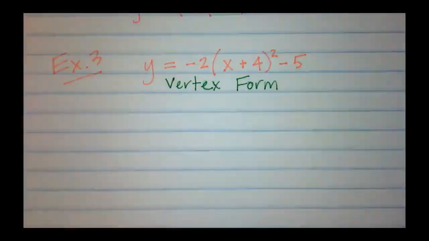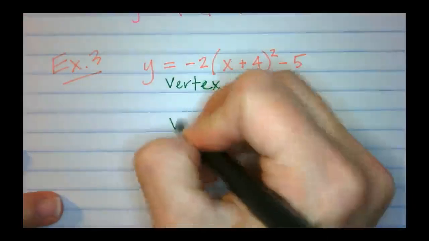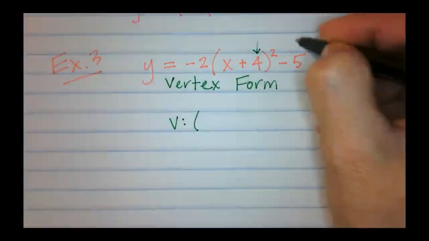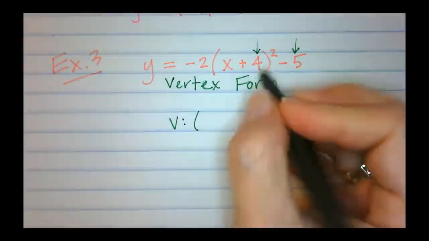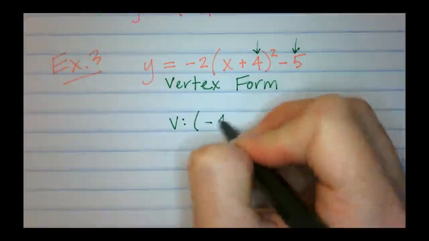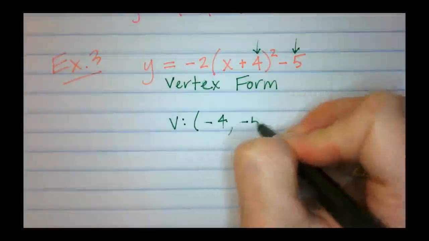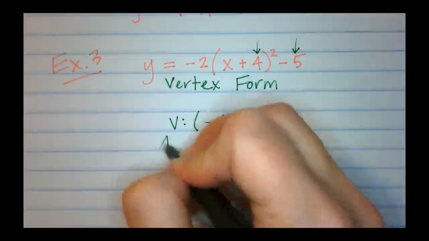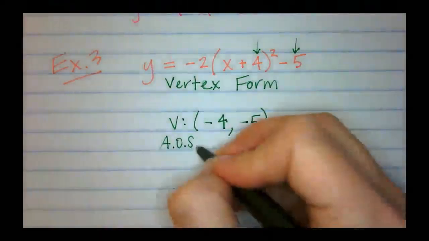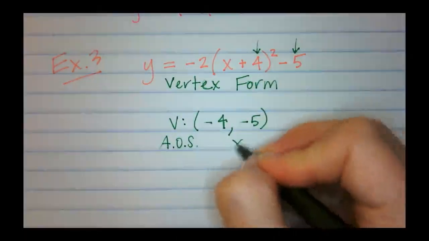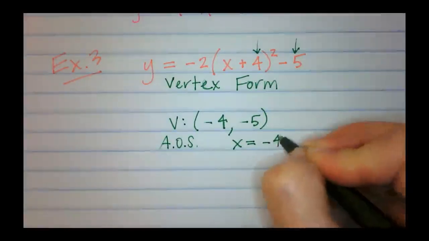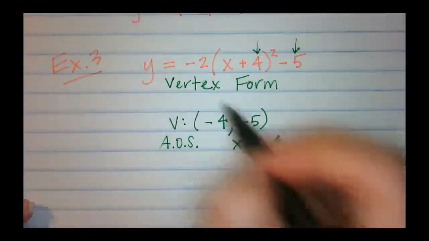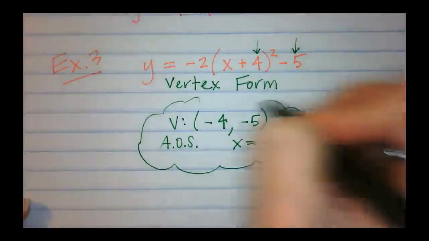All right, so if we look at this one, then we can look and tell right here that our vertex is going to be, since this is +4, our vertex is located at -4, -5. So that's easy. And then, because we know where our vertex is located, we know that the axis of symmetry is going to be located at the x value, which is -4. So the axis of symmetry is x equals -4.